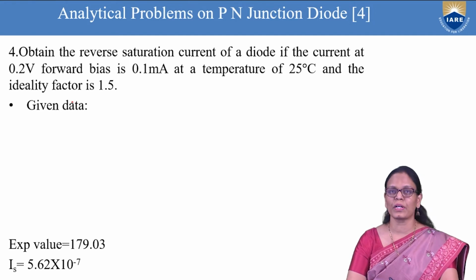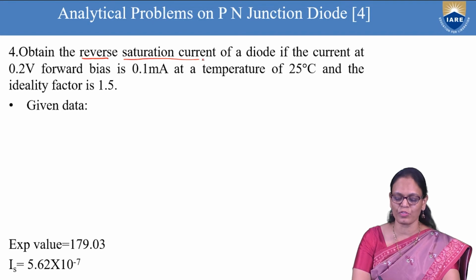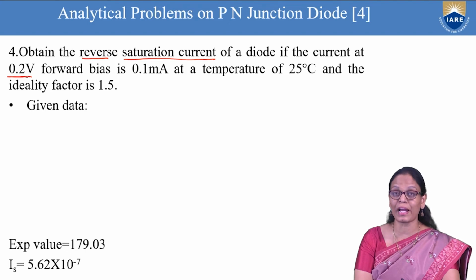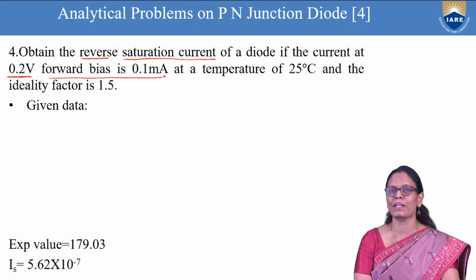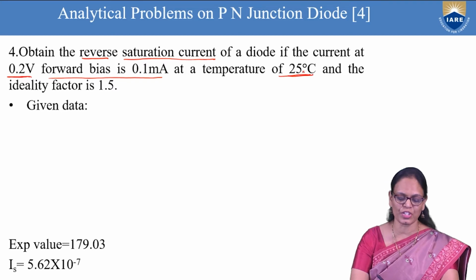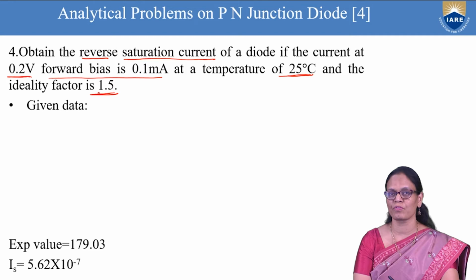Coming to the fourth one, obtain the reverse saturation current. We have to find the saturation current. If the current at 0.2 volt, meaning the applied voltage is 0.2 volt in forward bias, is 0.1 milliampere, and the temperature is 25 degrees Celsius and the ideality factor is 1.5.